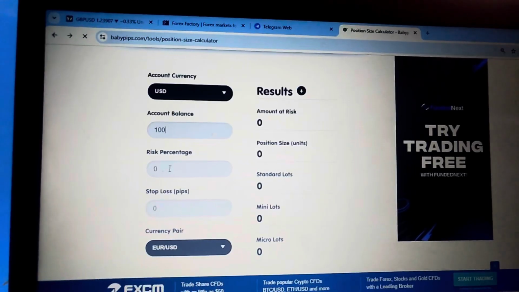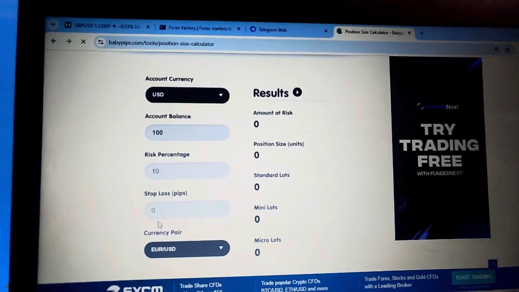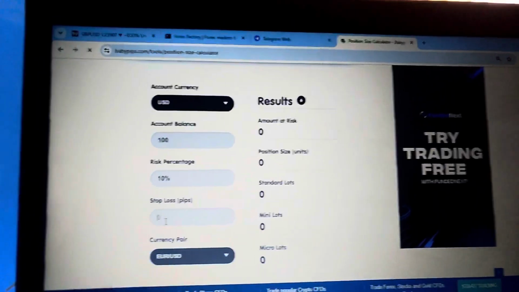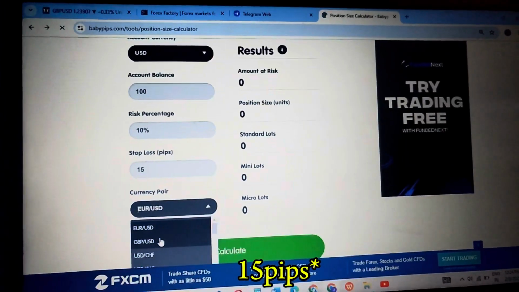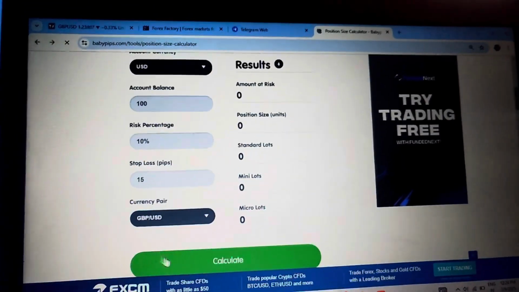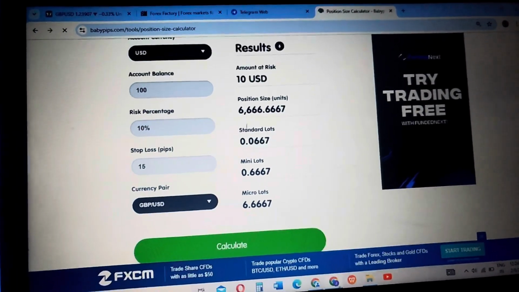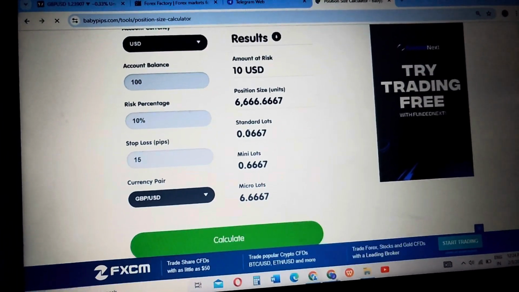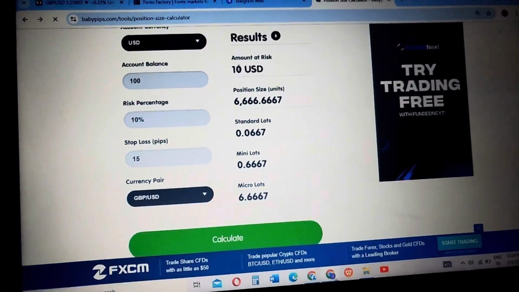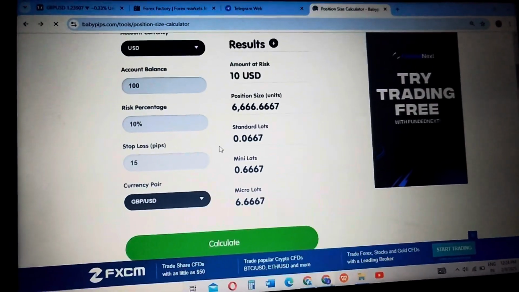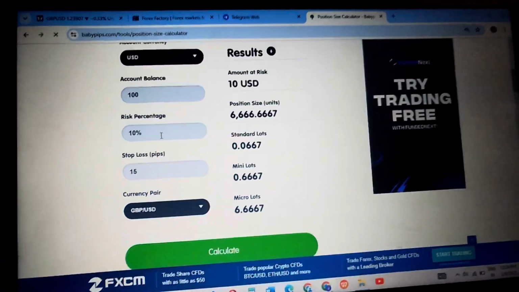Then risk percentage. Let's say you risk about 10% because it's a small amount. Then your stop loss, let's say 15 pips. The currency, let's use GBPUSD. Then you calculate. So the recommended lot size for you to use is 0.06, and if the trade goes against you 15 pips, you'll be losing $10. After you have calculated your risk here, that is risk management for you.